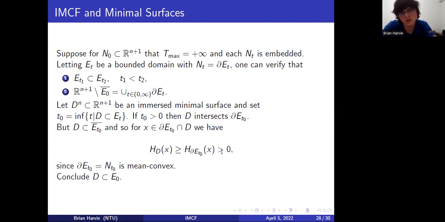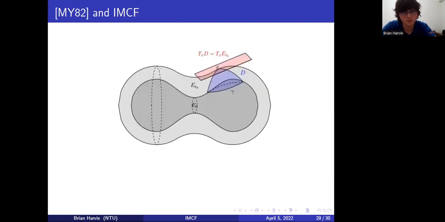It means that D cannot stick out of N0 if N0 admits a global embedded solution to inverse mean curvature flow. If it did stick out, you could always find a point on D where it was mean convex. So all stable minimal disks bounded on N0 are enclosed by N0 if N0 gives rise to an embedded global solution of inverse mean curvature flow.